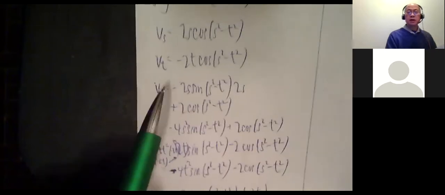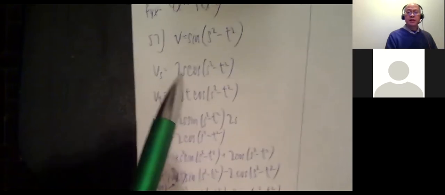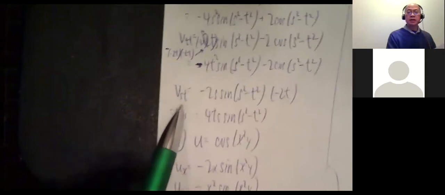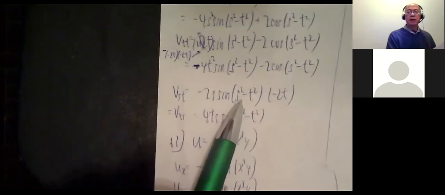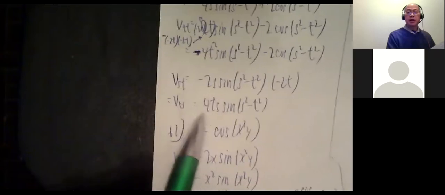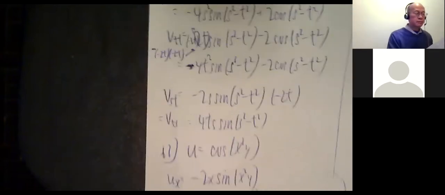I did that. So one more time. Differentiate with respect to t, 2s is constant, so leave the 2s alone. The derivative of cosine is negative sine, so negative 2s sine of s squared minus t squared, times the derivative of the inside with respect to t, that's negative 2t. So that makes it positive 4ts sine of s squared minus t squared.